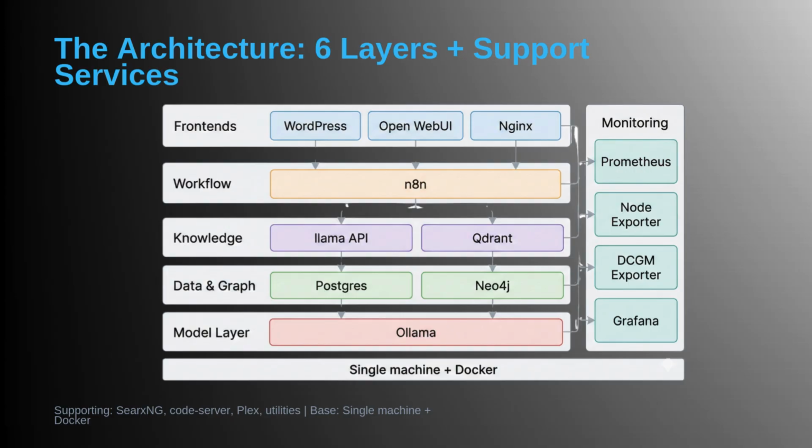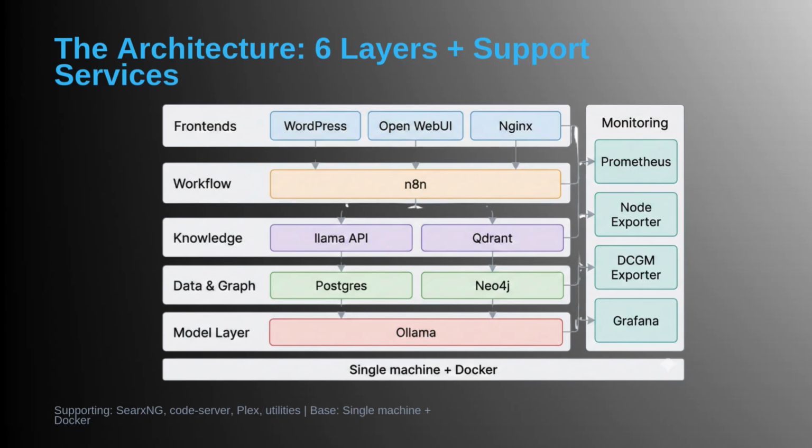To keep the mental model simple, I grouped the 24 containers into a set of layers. The model layer is where local LLMs live. The knowledge layer handles PARA-style knowledge and semantic search. The data and graph layer manages structured data and relationships. The workflow layer runs automation. The monitoring layer gives observability. And the frontends are where humans actually interact with the system.